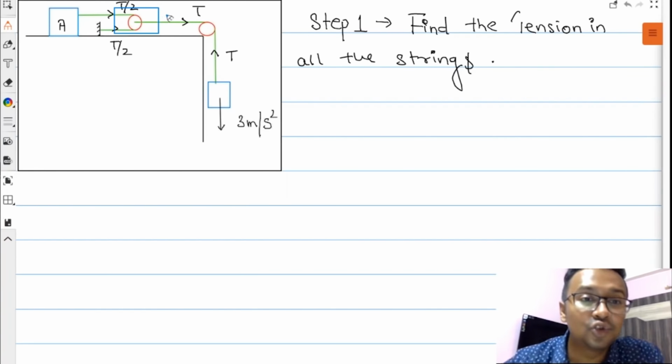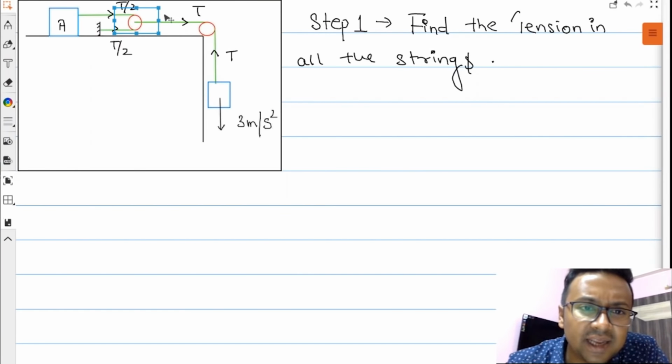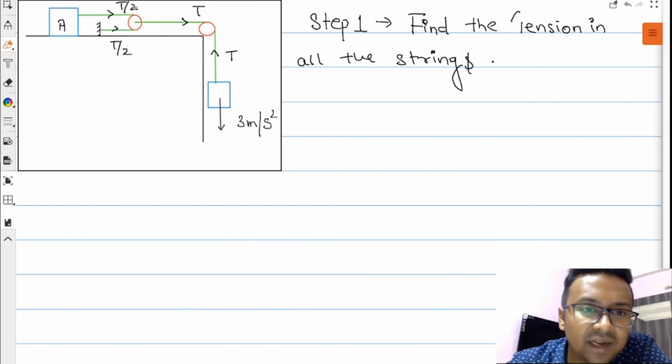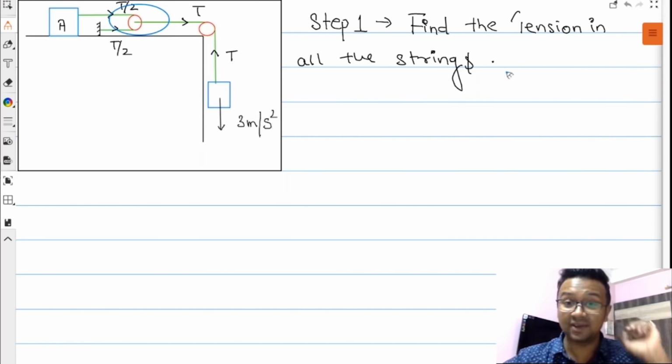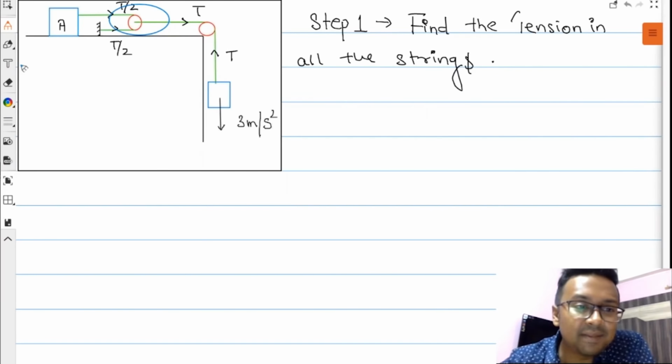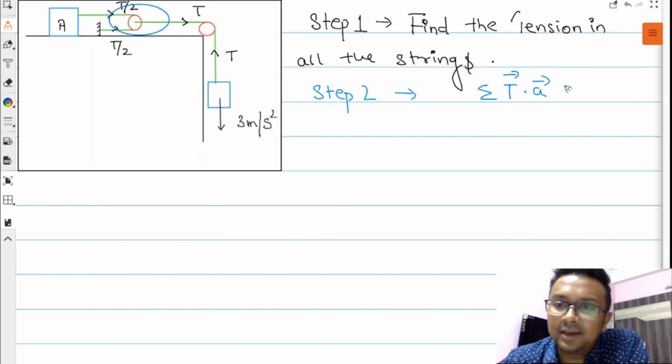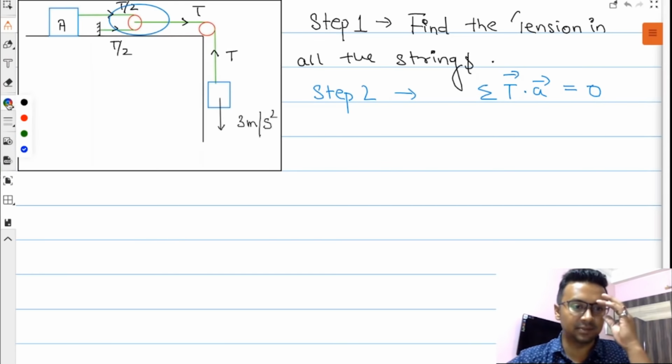Achha. You should not be confused. It's not any mass out here. So let me just remove that confusion by drawing it in this way. Okay. So I think that part is very much clear. The second thing, step number two. Step two, apply summation of T dot a, clear, equals to 0. I think that's a simple step.